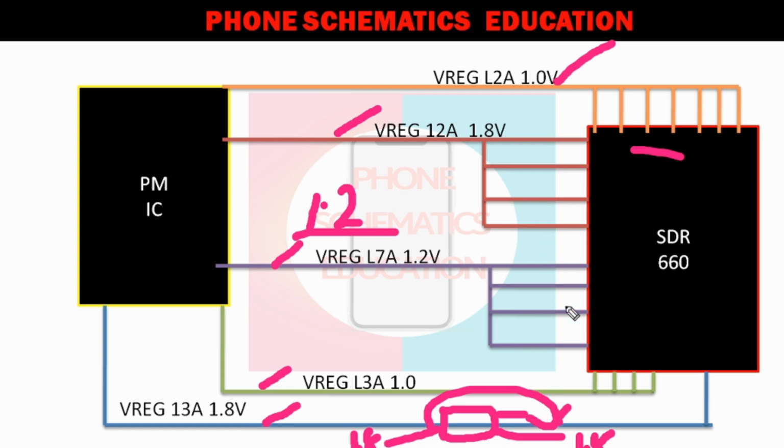So that was the difference between the WTR and SDR voltage requirements. Hope you get the point on how to check these voltages from the SDR IC.